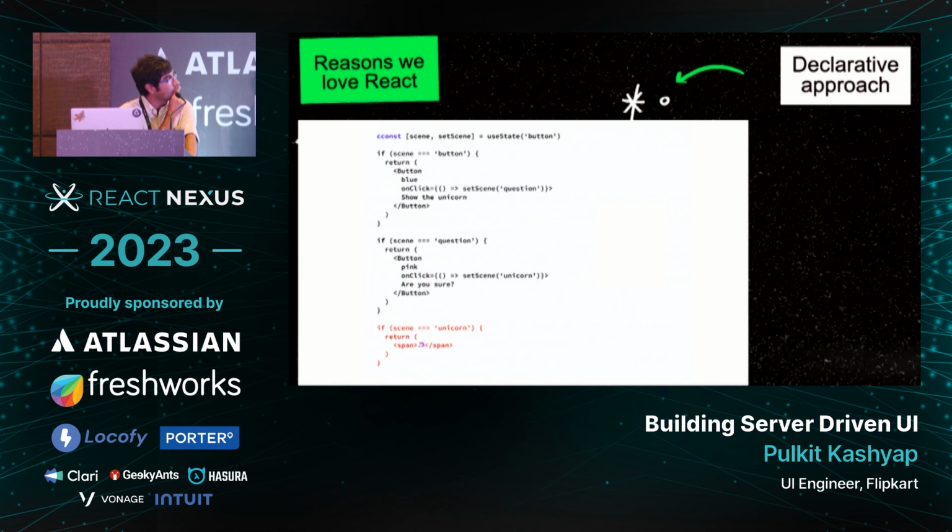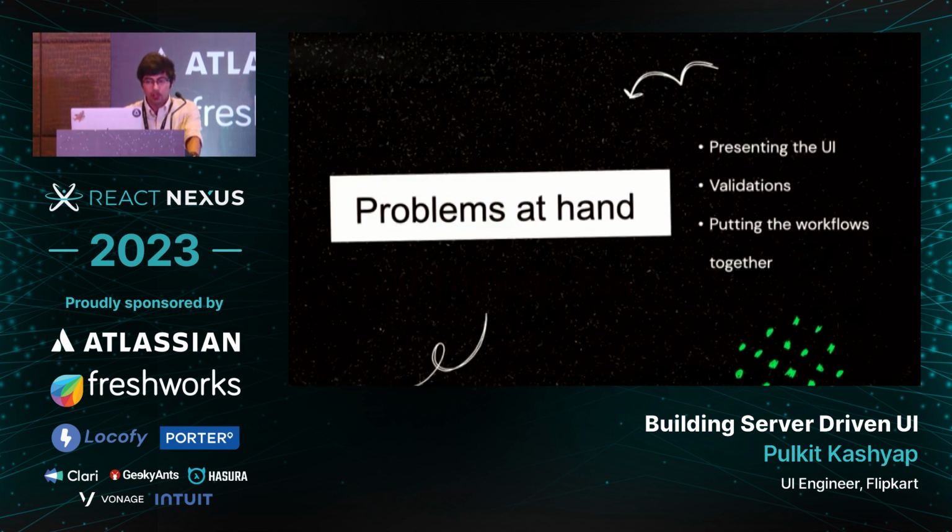One more thing you notice, not particularly for React but any other declarative framework, is that you know beforehand how the UI is going to look. If this is the condition, this is what I'm going to render. And if that is the condition, I'm going to return this thing. So beforehand, you know what is going to be there on the screen. Server-driven UI or SDUI also takes inspiration from this idea. We have three problems at hand: presenting the UI, validations, and putting the workflows together. Let's look at them one by one.